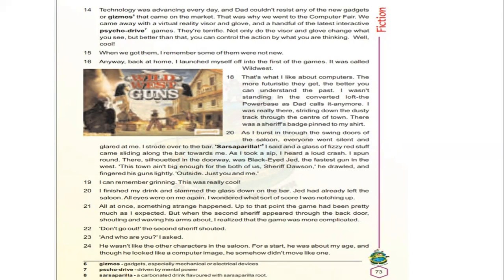Let's go ahead. All at once, something strange happened. Up to that point, the game had been pretty much as I expected. But when the second sheriff appeared through the back door, shouting and waving his arms about, I realized that the game was more complicated. See, as he was going through it, he was understanding that the game was not as easy as it appeared.